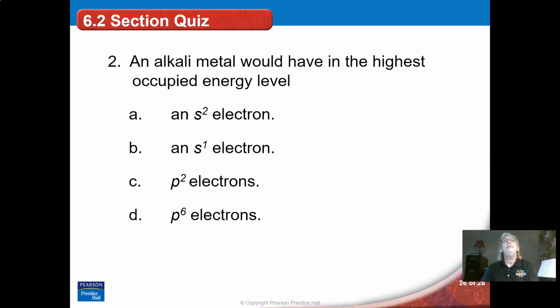Okay, question 2. Alkali metals, they're in group 1. What do you think about their electron configuration? So which one did we say? We're filling in one electron in the S orbital shape. So alkali metals, group 1, they're going to have one electron in their outermost shell.